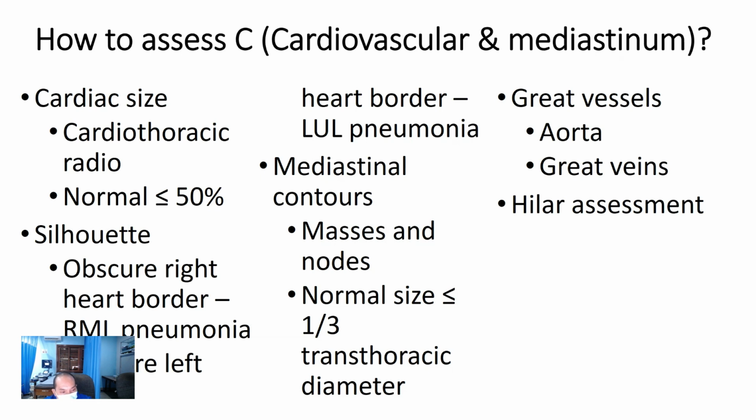After that, we assess the silhouette sign, any loss of the right heart margin or left heart margin. And we assess the contour, we have to look for any mass and the size. Where normal is less than one-third of the transverse thorax diameter, we look for any abnormal great vessels and hilar assessment.